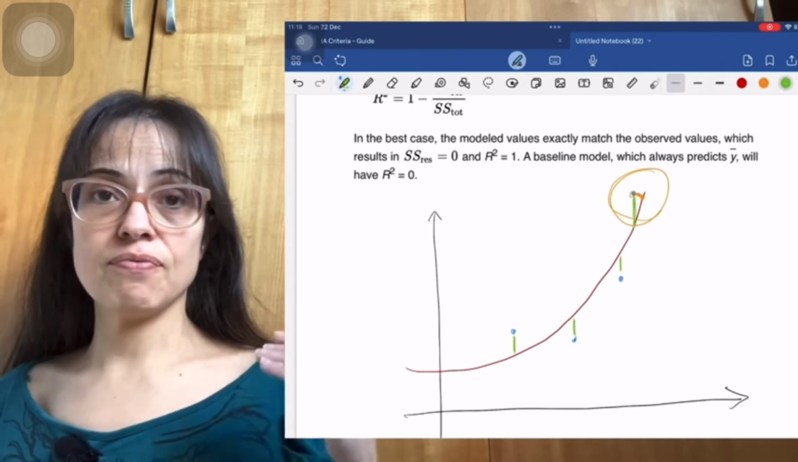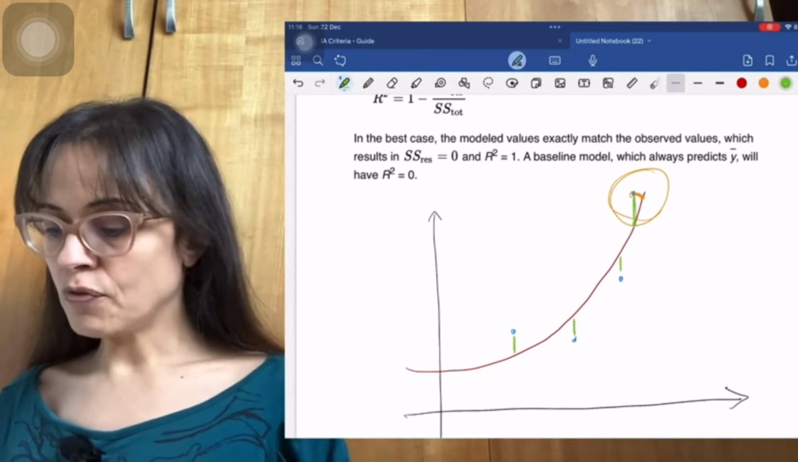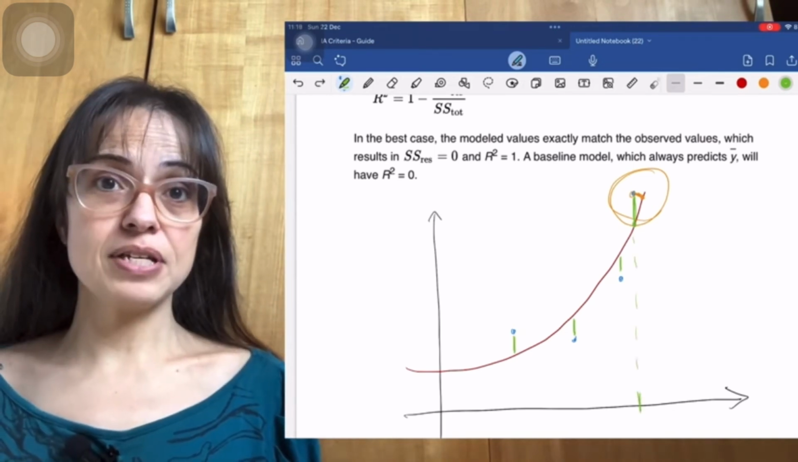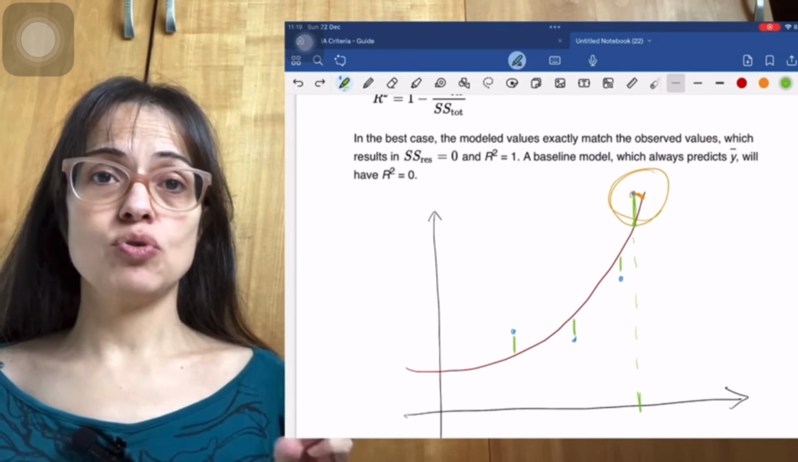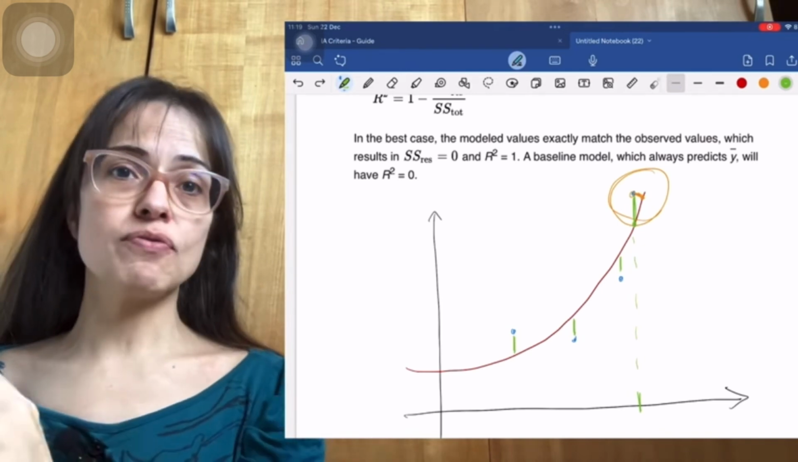This thing is the vertical difference between the point and the function for that value of x. Okay, so it's vertical differences. And also we are going to be trying to minimize the sum of the squares of those differences.